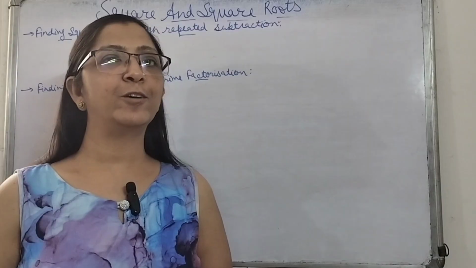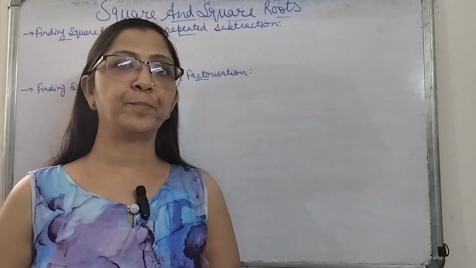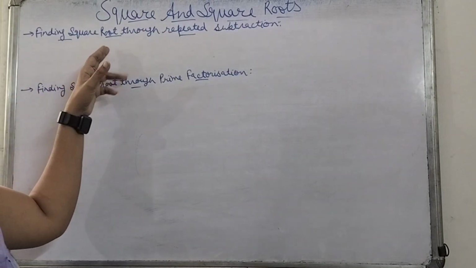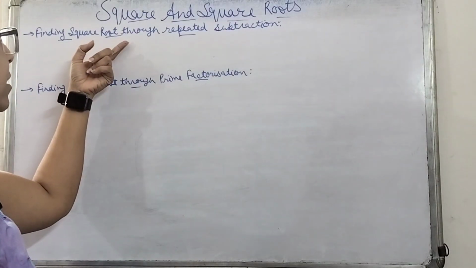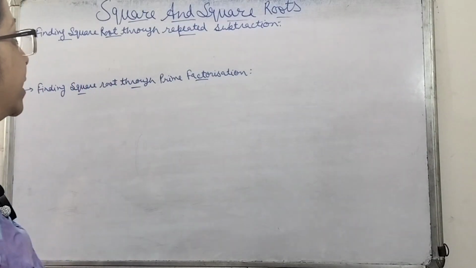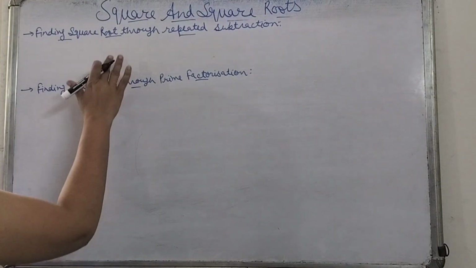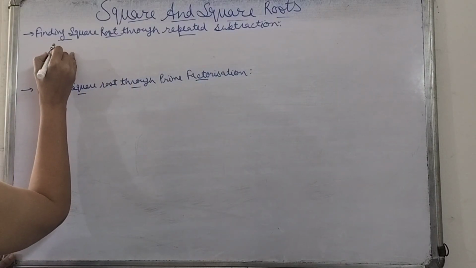Now let's understand how to find the square root of a given number. Finding a square root through repeated subtraction. One of the methods is repeated subtraction, through which we can find the square root of a given number. Suppose we have to find the square root of, say, 25.